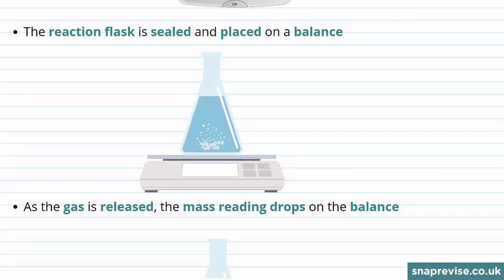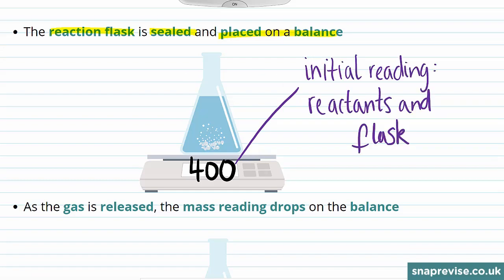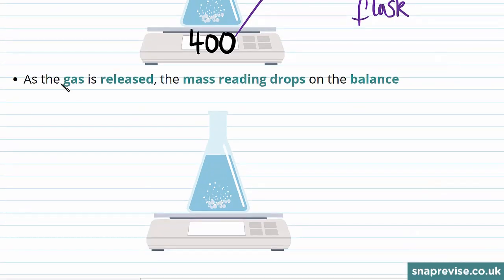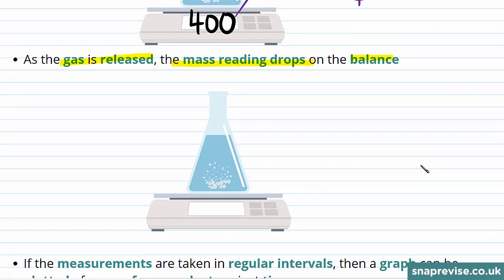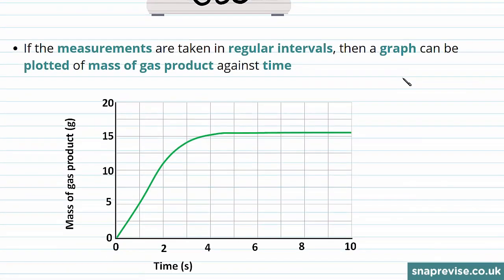In order to carry out this sort of experiment, the reaction flask is sealed and placed onto the balance. At this point, there will be an initial reading on the balance, which accounts for the mass of the reactant and the flask. As the reaction happens and gas is released, the mass reading will drop on the mass balance, indicating the mass that is lost due to the gaseous product. Placing the reaction flask onto the mass balance allows measurements to be taken at regular time intervals.